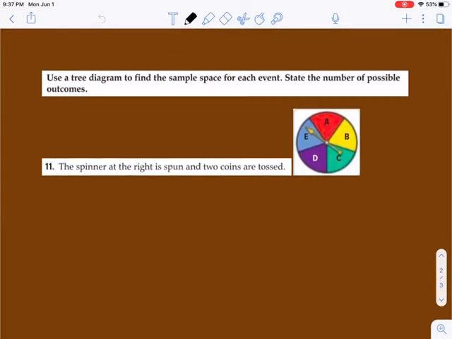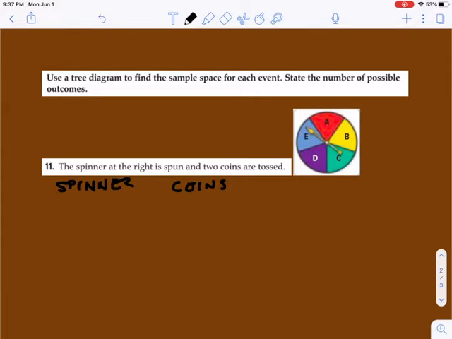All right, so this first one, use a tree diagram to find the sample space for each event. State the number of possible outcomes. So when you make a tree diagram, what you do is you look at what the options are and you kind of sort of list them. So we got a spinner. It says the spinner at the right is spun and 2 coins are tossed. So we got 2 things going on. So we have a spinner, right? So I'm gonna make a column here that says spinner. All right. And then I'm gonna say coins. All right. And then we're going to look at what the options are.